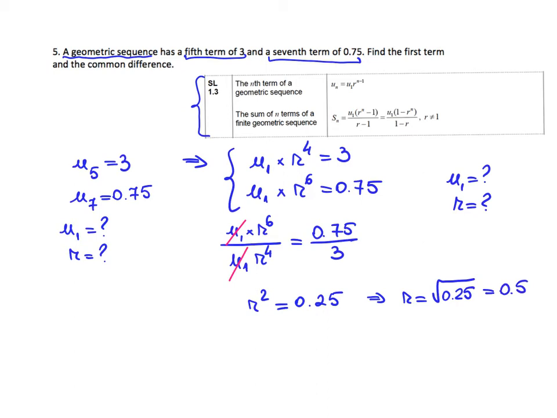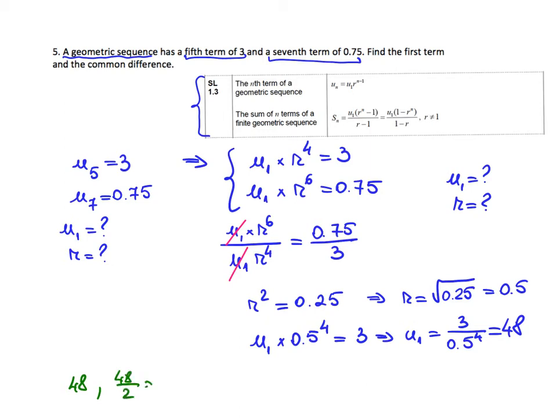So now knowing r, I can go back into one of the equations and replace, and I will have U1 times r to the power of 4 is 3. Therefore, U1 is 3 divided by 0.5 to the power of 4, which gives me 48. If you have time, you can check your answer. So we said that the first term is 48, then the ratio is 0.5. So the second term will be 48 times 0.5, so it's 48 divided by 2, which is 24.